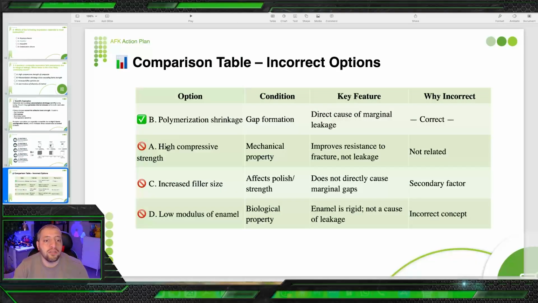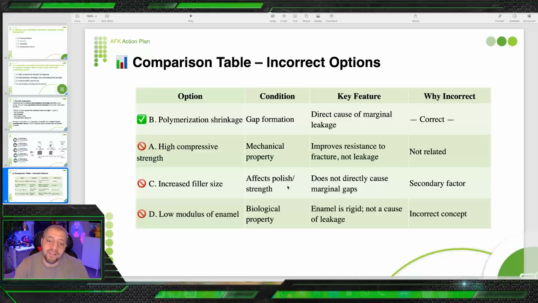Let's see the other option. High compressive strength, this is a mechanical property. This will improve resistance to fracture. So this is the other way. It's not related, and it will lead to better mechanical withstanding of the composite. So it will not lead to failure.